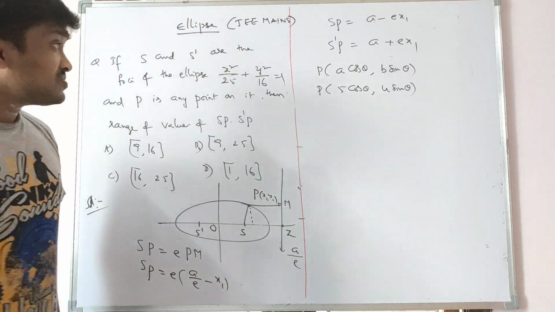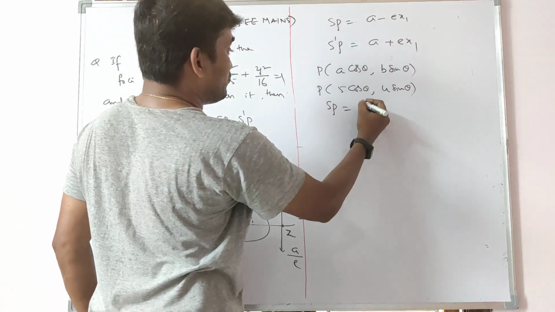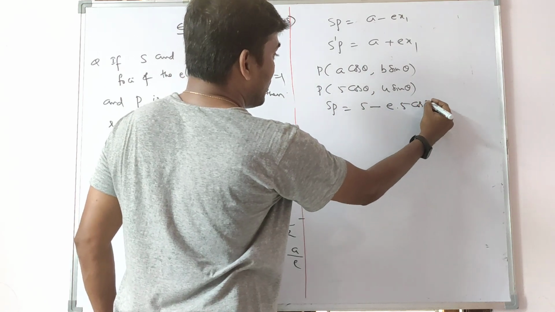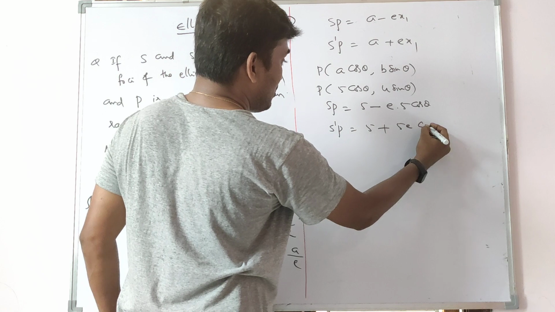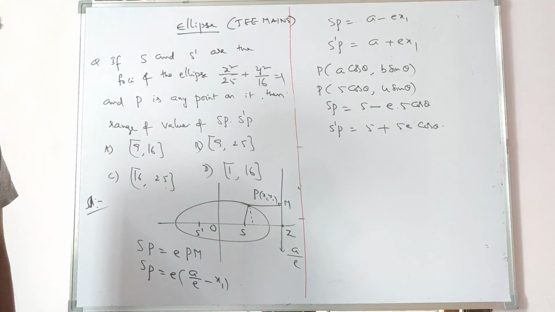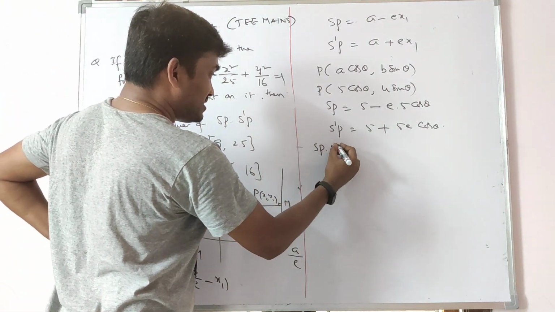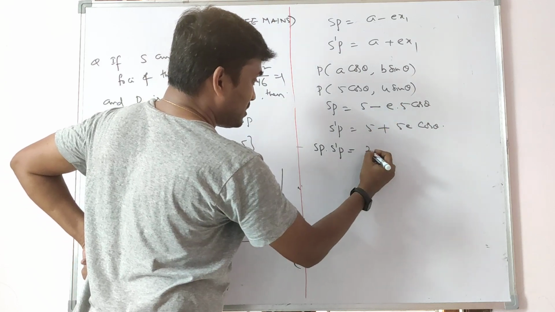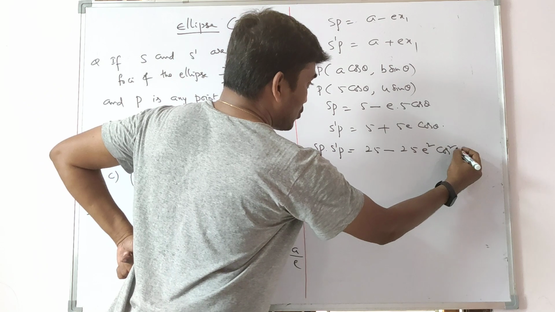Now, SP is equal to a, that is 5, minus e times x1, that is 5 cos theta. Similarly, 5 plus 5 cos theta. Multiply them. So SP into S dash P is equal to (a minus e x1) into (a plus e x1), that is 25 minus 25 e square cos square theta.